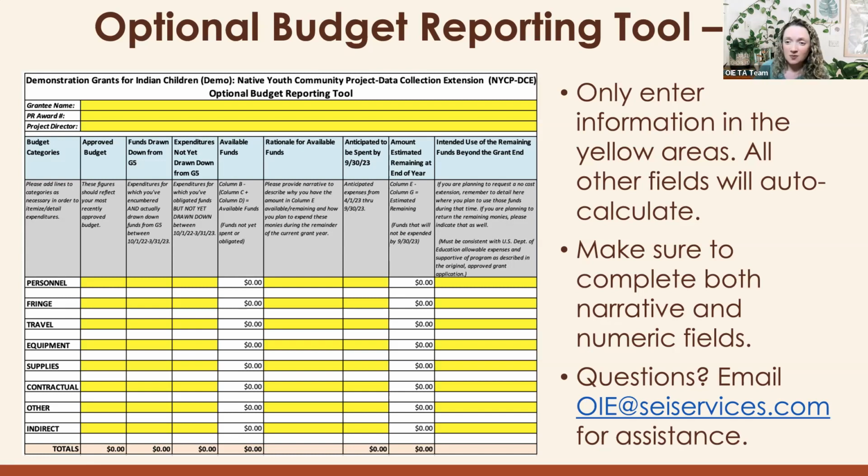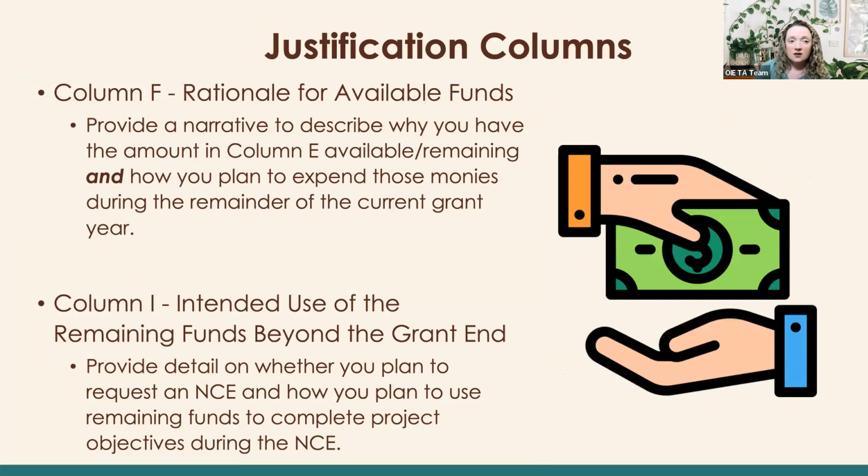But that may be the case. This is where you're going to explain what's going to happen about that. Okay. Now we do have another reminder here about what goes in those two narrative columns. But remember, everybody has to do column F narrative. Only those who will have funds remaining at the end will have to do column I. Okay.